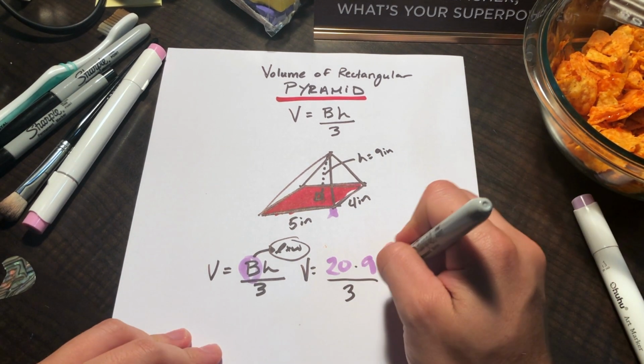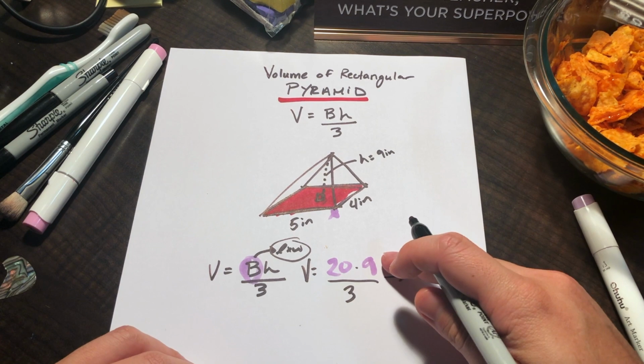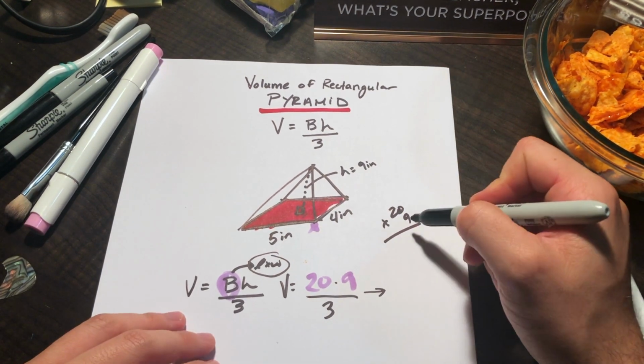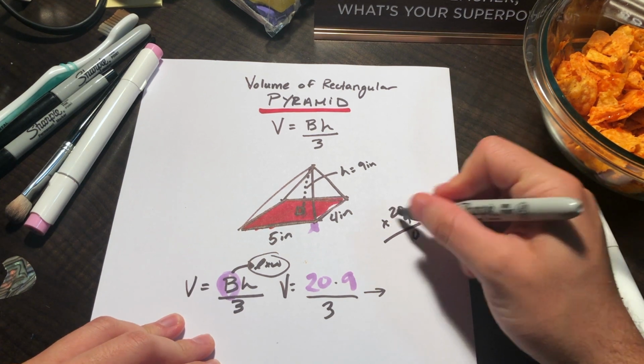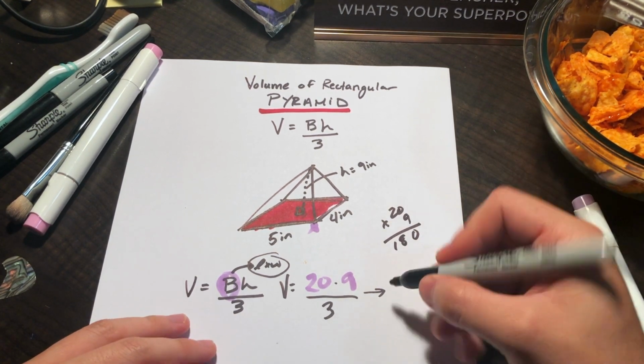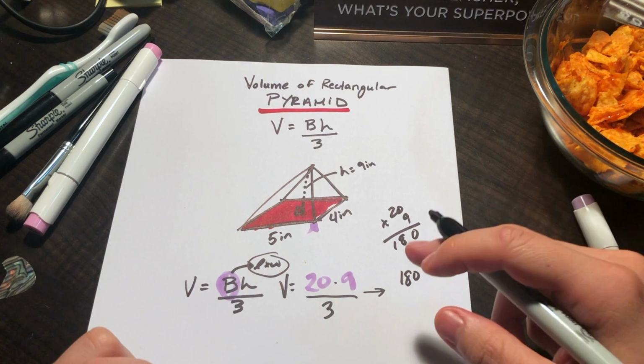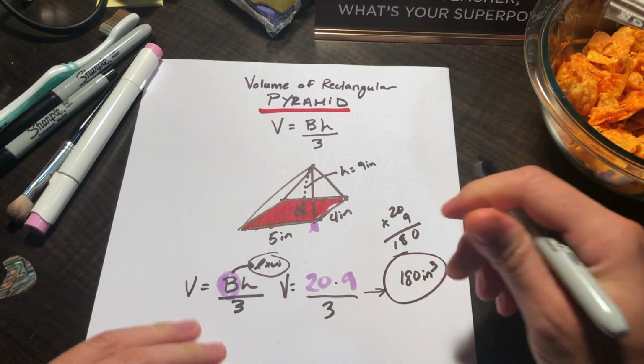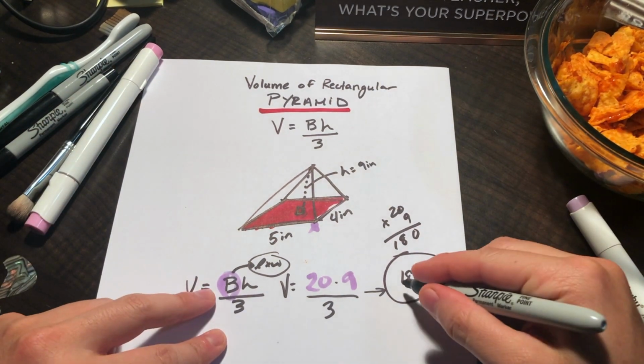Okay, well, let's figure that out. Let's do the top first, right? 20 times 9. Well, let's see. 9 times 0 is 0. 9 times 2 is 18, so we get 180. Most people, they say, Mister, I'm done. 180 inches cubed. Yay! Wrong.